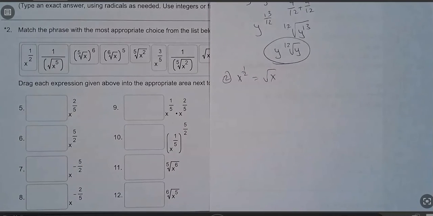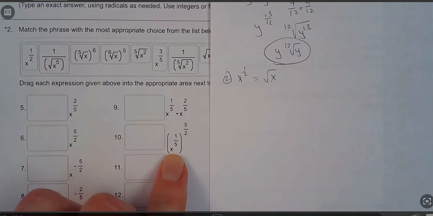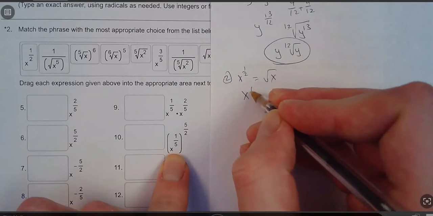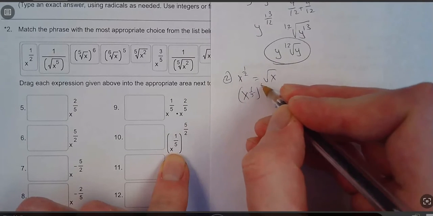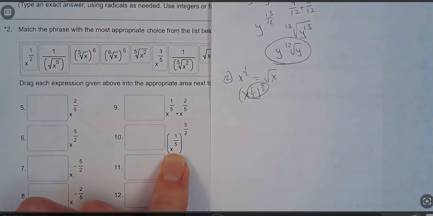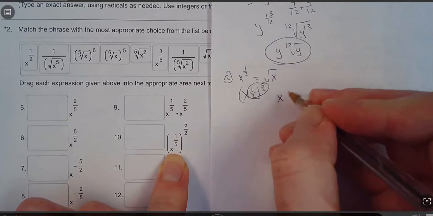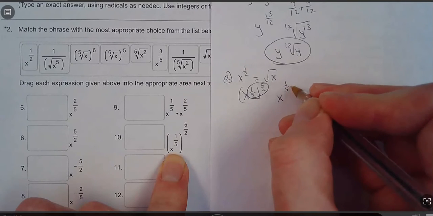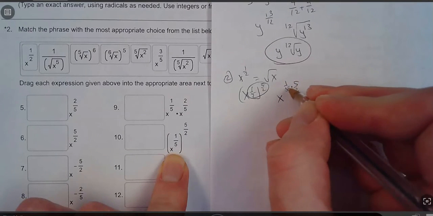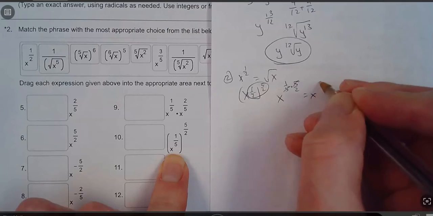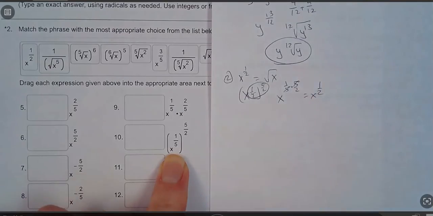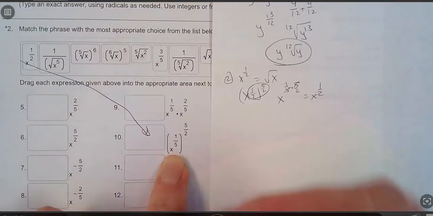So if I scan through these here, it looks like if I've got a power to a power, x to the 1/5 raised to the 5/2, you actually multiply those exponents. So this would be x to the 1/5 times 5/2. Cancel those out, that's x to the half. So you'd want to drag that to there, and so on.